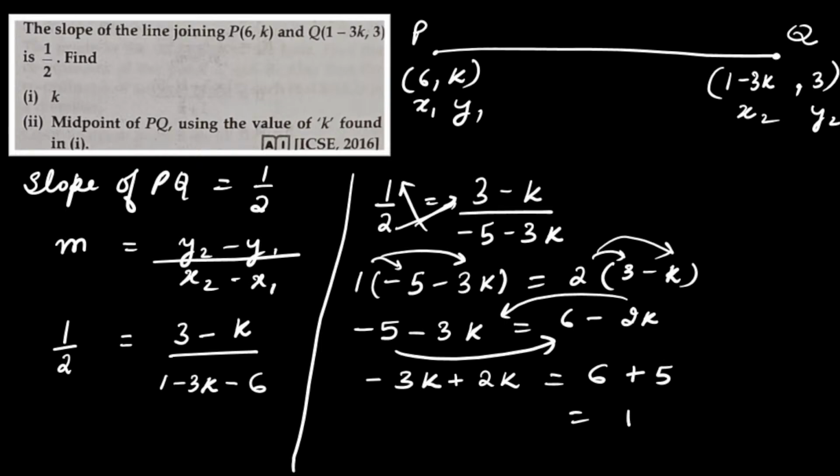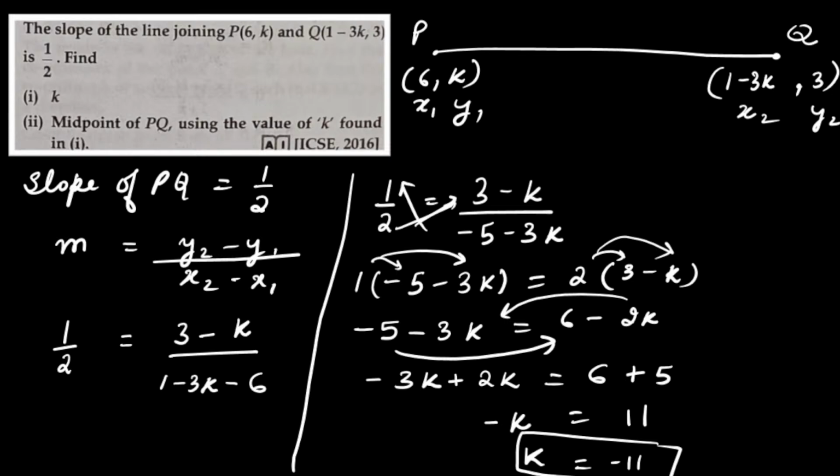So 6 plus 5 is 11. Here plus minus is minus, so 3 minus 2 is 1. So only k I'll write, but negative k, because the negative sign is with the greater number. So minus k is equal to 11, or we will write k is equal to minus 11. K is equal to minus 11.